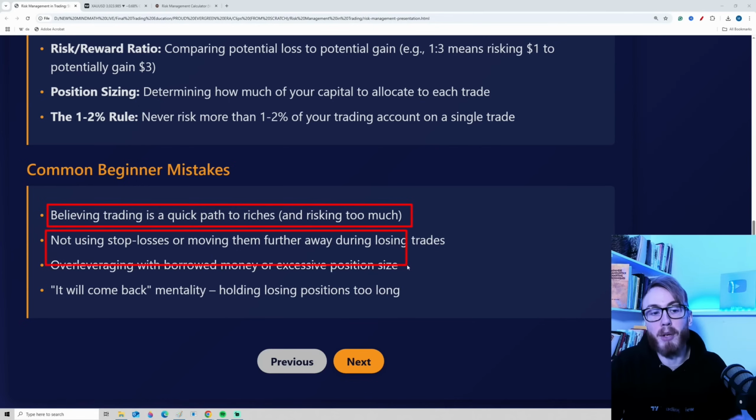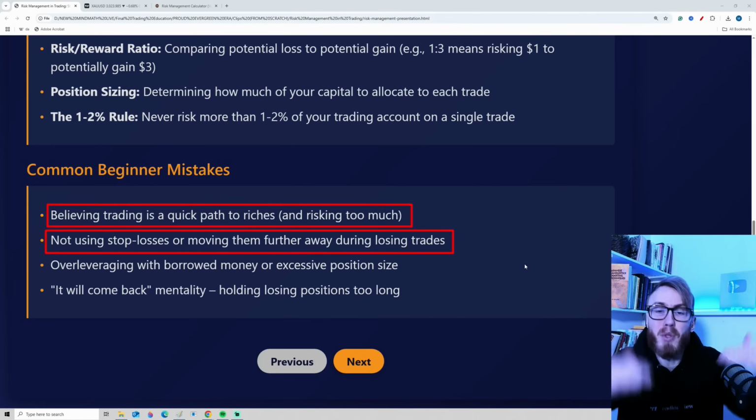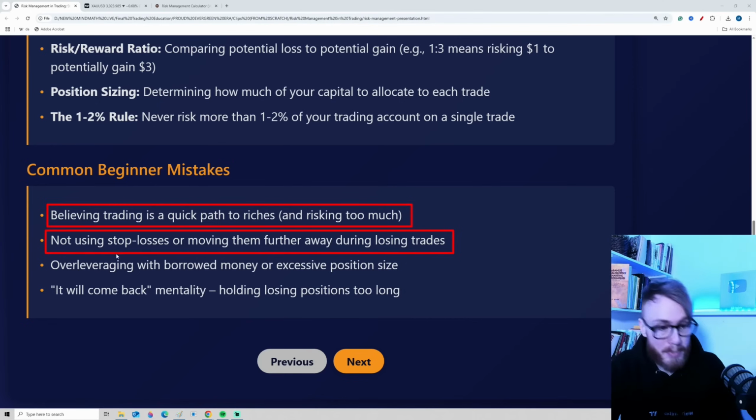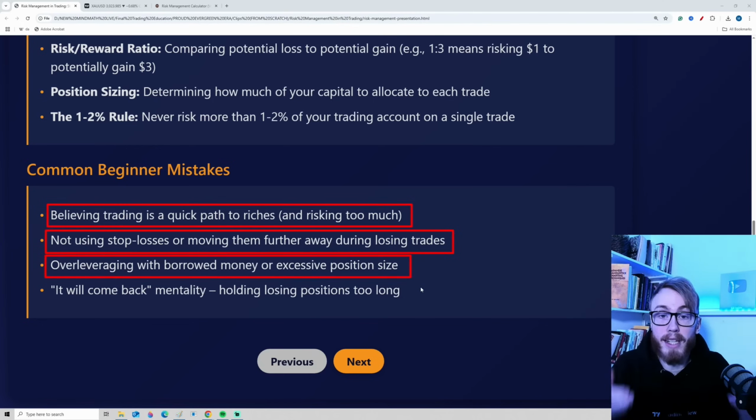Another very common beginner mistake here is not using stop losses, or basically moving the stop losses away when you trade. You need to respect your stop loss. Another super important mistake here is over leveraging with borrowed money, or in other words, using too much leverage.